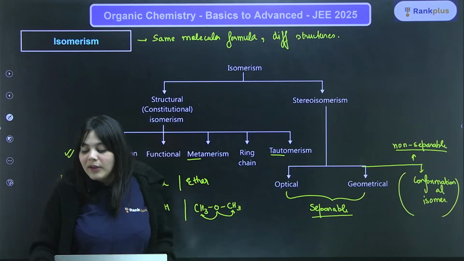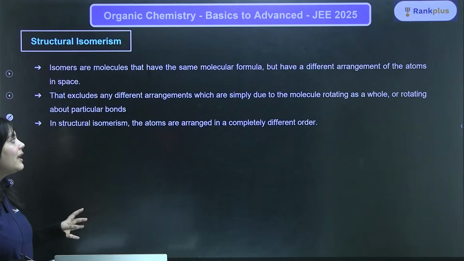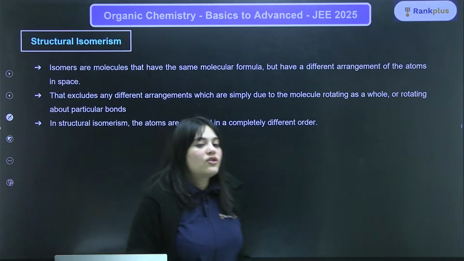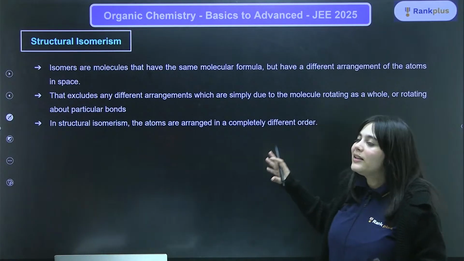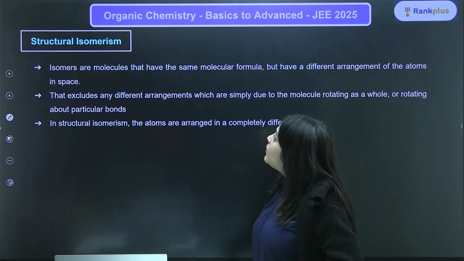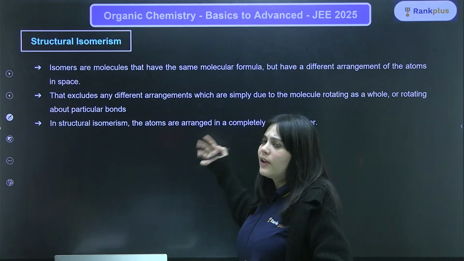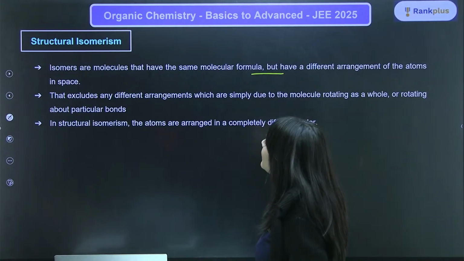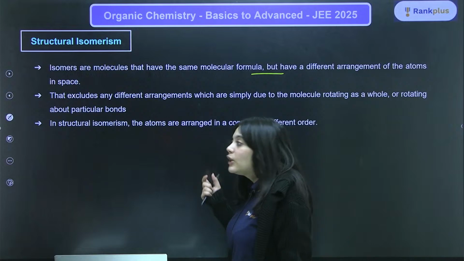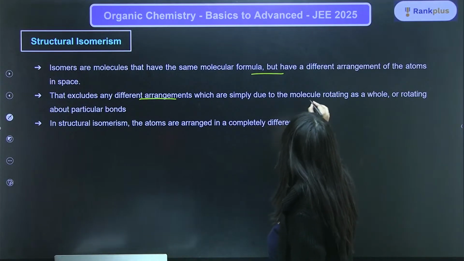So right now we're going to delve into our first kind of isomerism, which is structural. Very, very easy. Before I get into structural isomers, there are some points that you should remember. Number one: isomers are molecules that have the same molecular formula. I've already taught you this. What is the definition of isomer? It's written over here. Next, that excludes any different arrangements which are simply due to the molecule rotating.